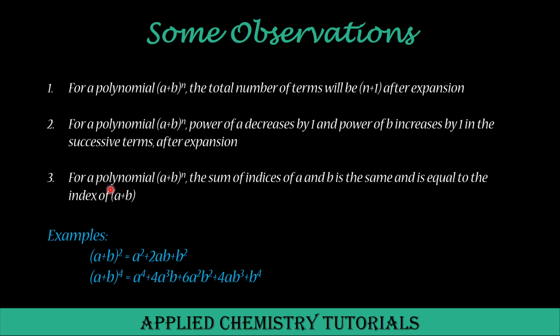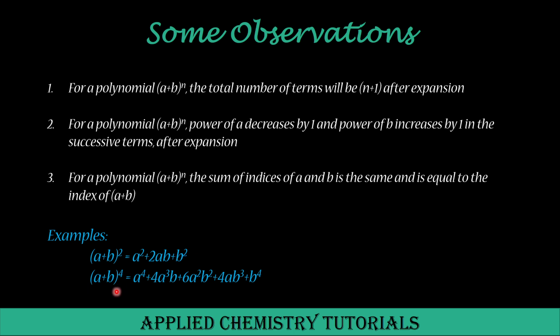And the third observation is that for a polynomial (a + b)^n, the sum of the indices of a and b is the same and is equal to the index of (a + b). So here the index of (a + b) is 2, and for all these terms the sum of indices is 2. For 2ab also, the power of a is 1 and of b is 1, so 1 plus 1 is 2, and for the b^2 term also the power is 2.